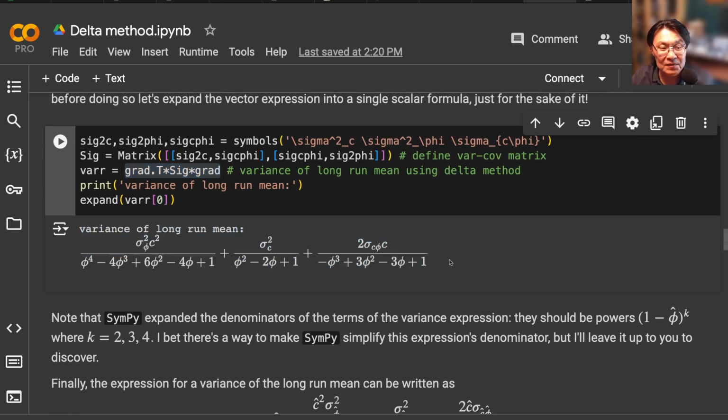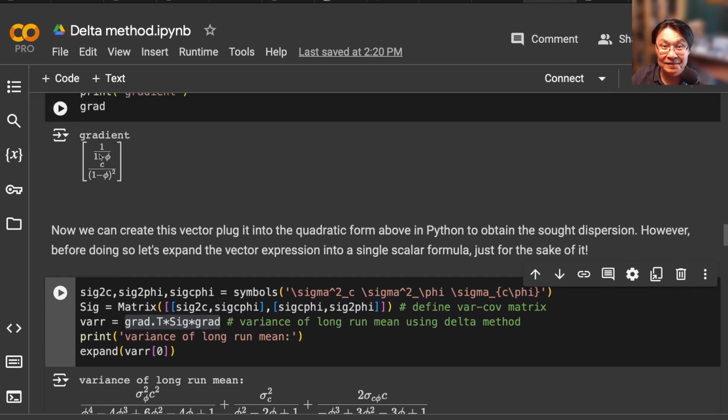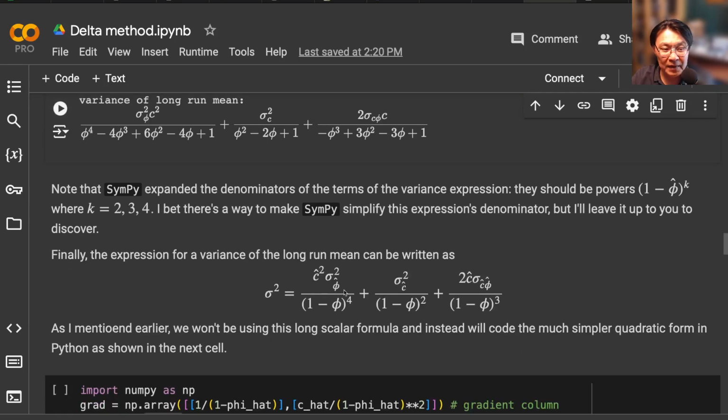And it's easy to see that, for instance, the element in the middle is 1 minus phi squared. The element on the right-hand side has denominator 1 minus phi cubed, and on the left-hand side it's 1 minus phi to the power 4. Why? Because we're multiplying the gradient from the left and from the right, so the output must have denominators as powers of 1 minus phi. So it's either 1 minus phi to the power 2, 3, or 4. So that's why my final expression is this.